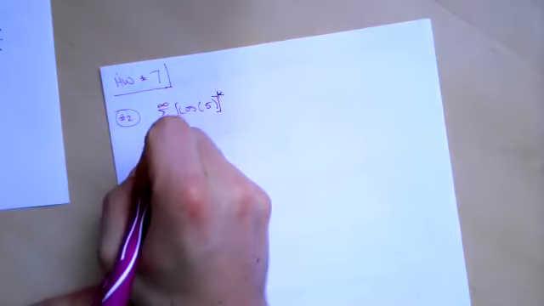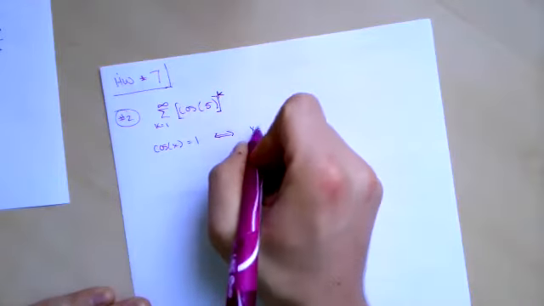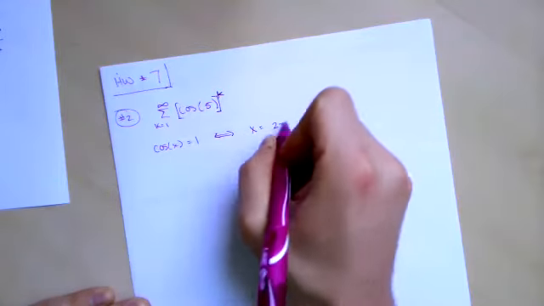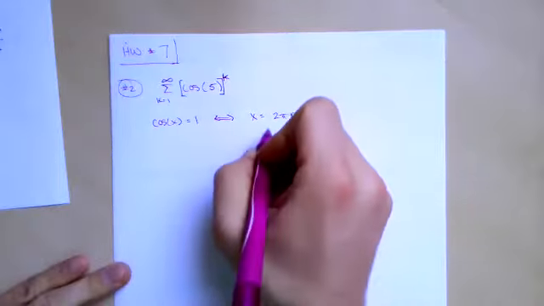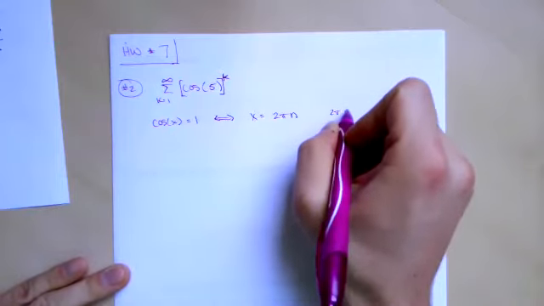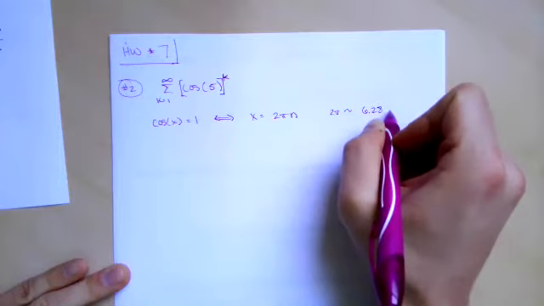We know that cosine x equals 1 has solutions of integer multiples of 2 pi. And I know that 2 pi is about 6.28.